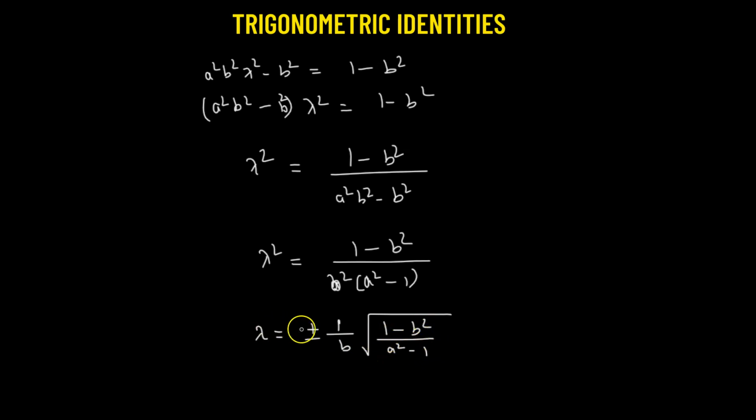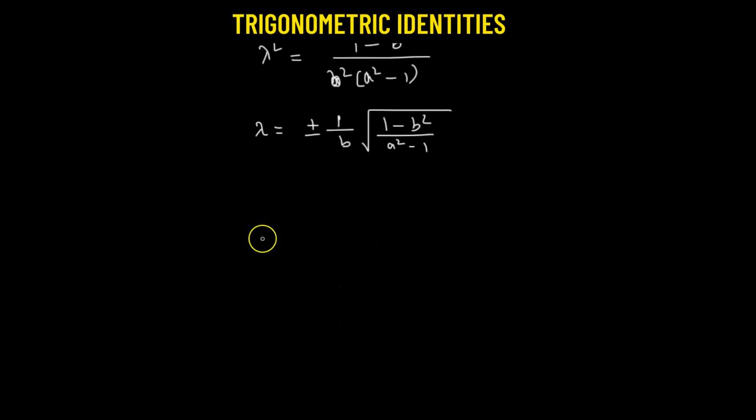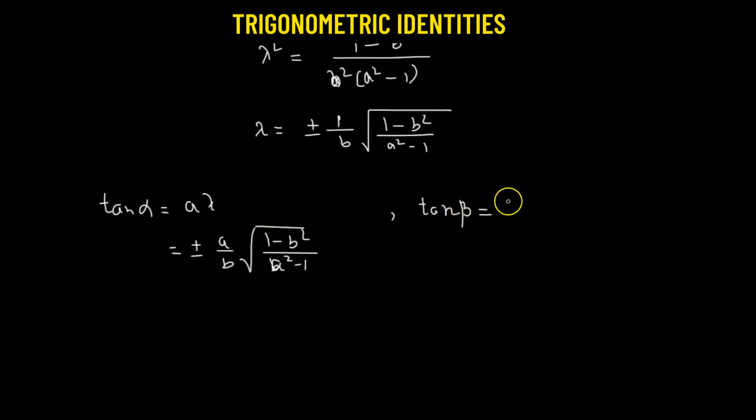So we have successfully obtained the value of lambda. Now we can find the value of tangent of alpha and tangent of beta. Tangent of alpha equals a times lambda. So that means we have plus or minus a over b, multiplied by the square root of 1 minus b squared divided by a squared minus 1. And tangent of beta will be equal to b times lambda. So we have plus or minus, b and b get cancelled, the square root of 1 minus b squared divided by a squared minus 1. So this is going to be the value of tangent of alpha and tangent of beta.